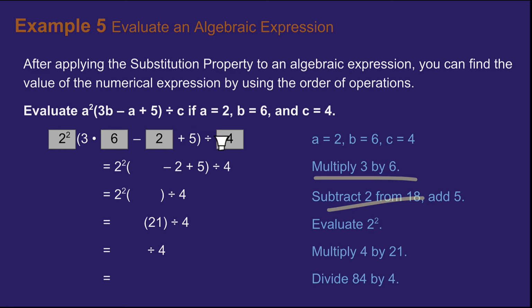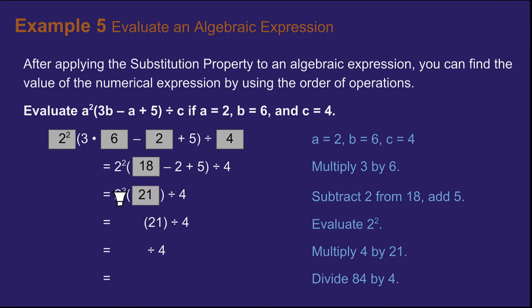So order of operations, we're doing parentheses first, and then within the parentheses, we have multiplication, subtraction, and addition. So multiplication is going to come first. 3 times 6 is 18. Now, still order of operations, subtraction's got to come before addition because we're going left to right. 18 minus 2 is 16, plus 5 is 21.